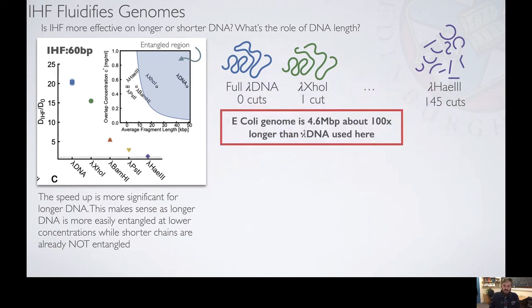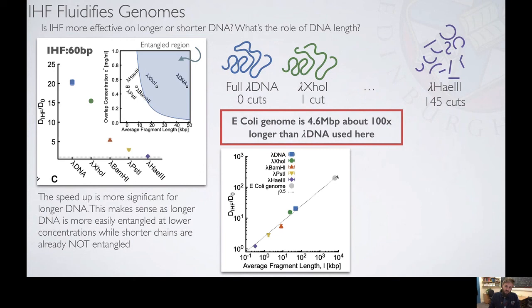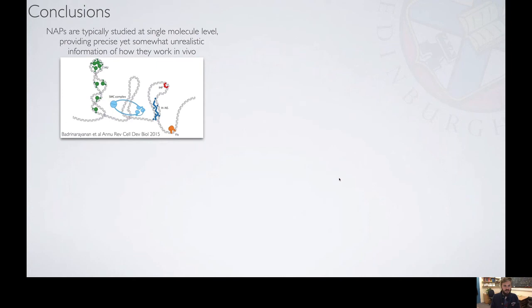Interestingly, we can extrapolate our results, which are these, as a function of the average fragment length, to what we expect for the E. coli genome, which is 5 million base pairs. And what we see is that the presence of IHF may fluidify the E. coli genome by more than 200 times. This is a very interesting speculation that comes out of our findings.